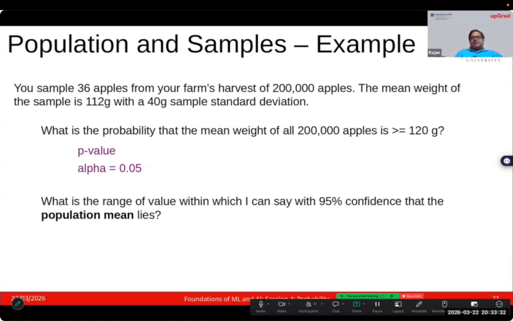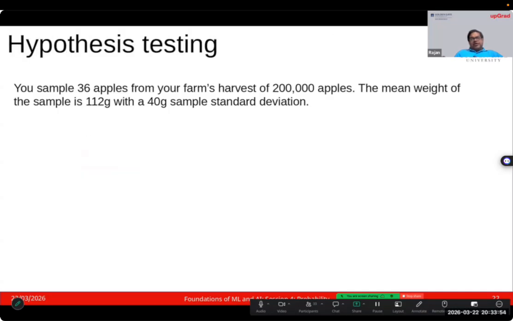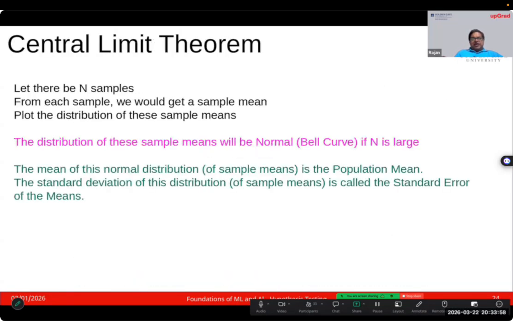So how do we do this? In reality, for these 200,000 apples, there can be only one population mean value. If I measure all of them, there can be only one value. But what do we mean in this case? What is it that we are trying to understand? This question is answered by, I'm going to skip this and go directly to what is called the central limit theorem.